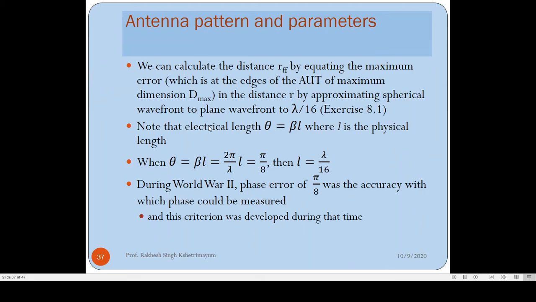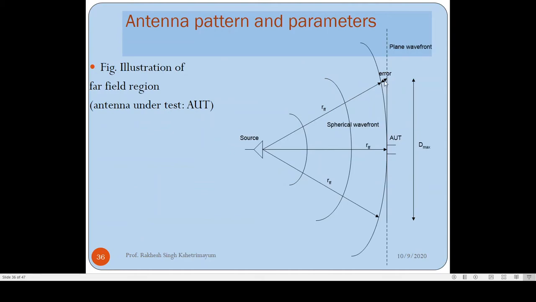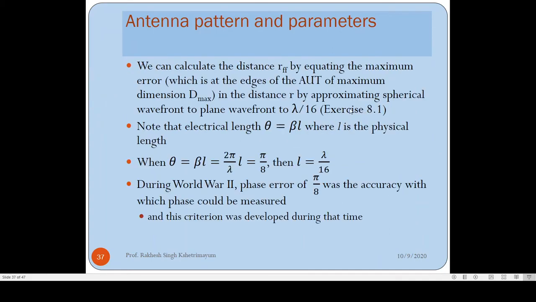So you have two kinds of length. One is electrical length, another is physical length. Electrical length is defined as beta L, where beta is 2 pi by lambda. So here phase error is basically electrical length, pi by 8. But what is the physical length? Physical length would be lambda by 16. So this phase error of pi by 8 basically means the distance between the plane wavefront and the spherical wavefront, which is captured by the AUT, would be lambda by 16. It has been given as an exercise in the book I have written on electromagnetic field theory. If you want, you can explore.